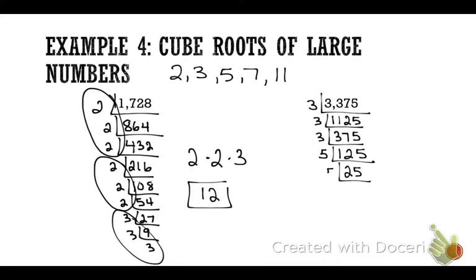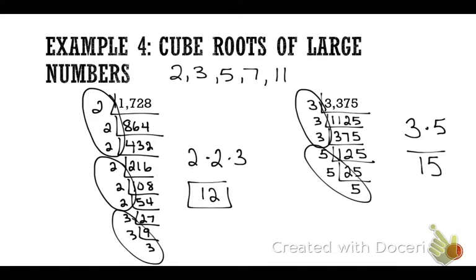25 and 5 again. So again, to find the cube root, I need sets of 3 prime numbers. So I know I've got a set of 3, write it once, and I have a set of 5, and I write it once. 3 times 5 is 15, so the cube root of 3,375 is 15.